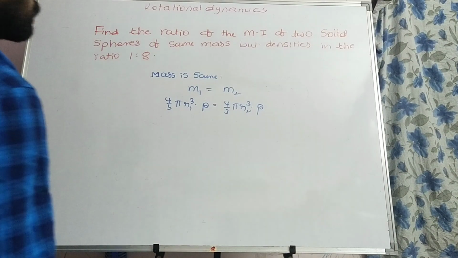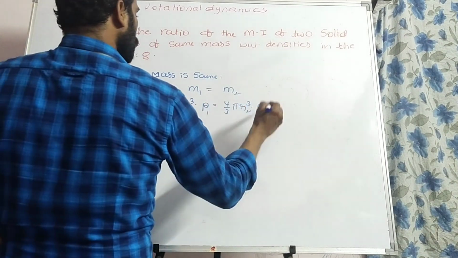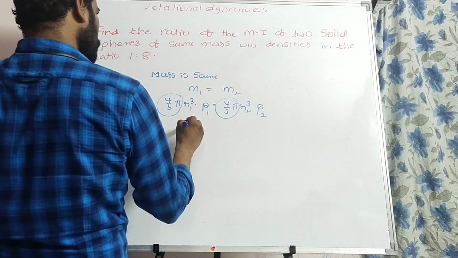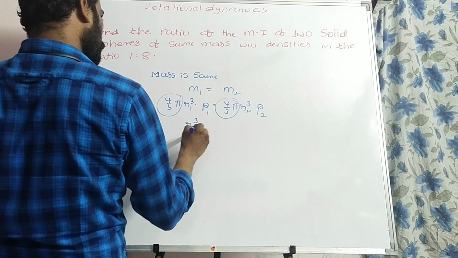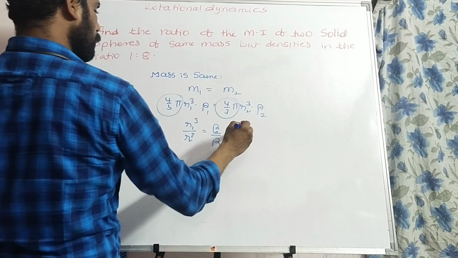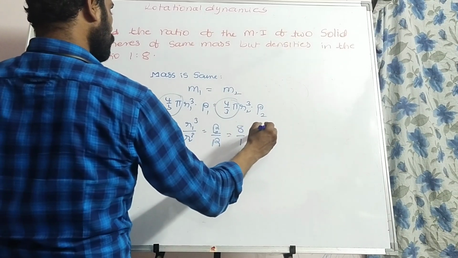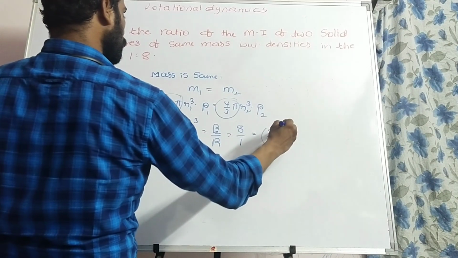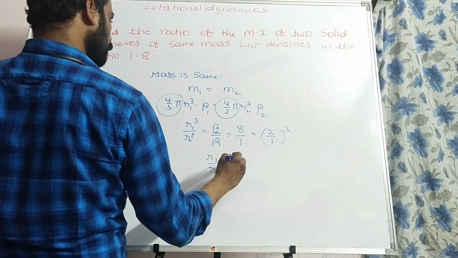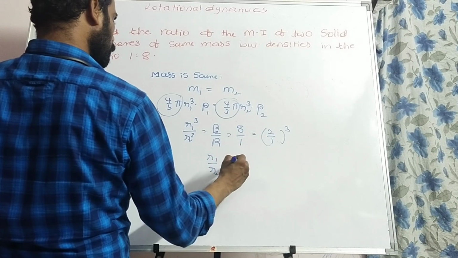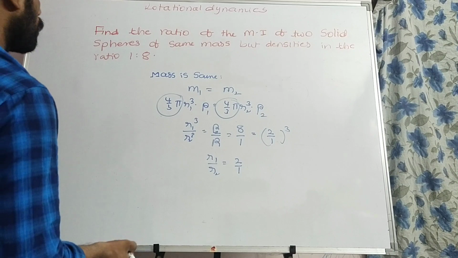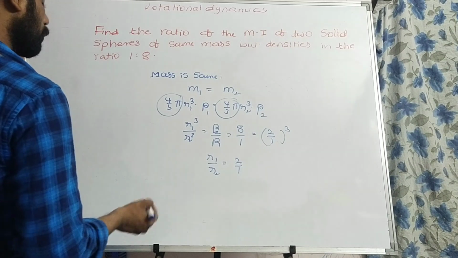So of course here we have densities rho 1, rho 2, clear. 4 by 3 pi gets cancelled. Then r1 cube by r2 cube is equal to rho 2 by rho 1. Here we have the densities ratio 1:8, so that can be written as 8 by 1, so 2 by 1 whole cube. Now r1 by r2 is simply 2 by 1.